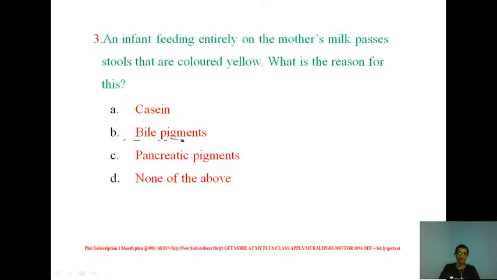Bile pigments are important with respect to bile salt, in the case of our liver and gallbladder. The liver is one of the largest glands. Because of this high bile pigment concentration, the stool, the fecal matter of the baby, becomes yellow in color. So that is the thing.